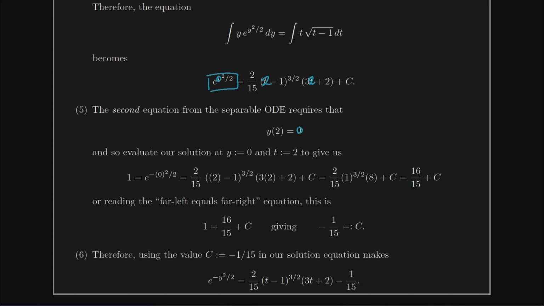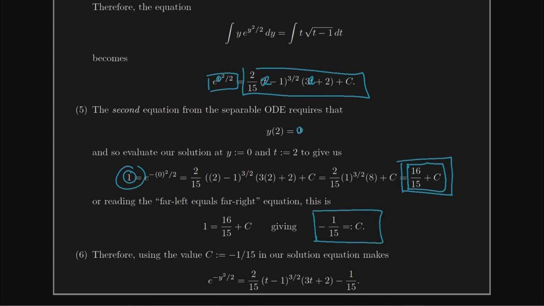So I'm going to plug 0 in over here, 2's in on the right. And how does everything simplify? Well, you find out that e to the 0, which is 1, is equal to 16/15 plus c. Well, at this point, if I have the equation 1 equals 16/15 plus c, I can just subtract 16/15 from both sides. You find out that c has to be negative 1/15.